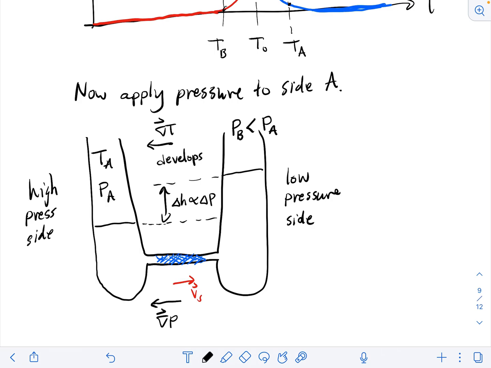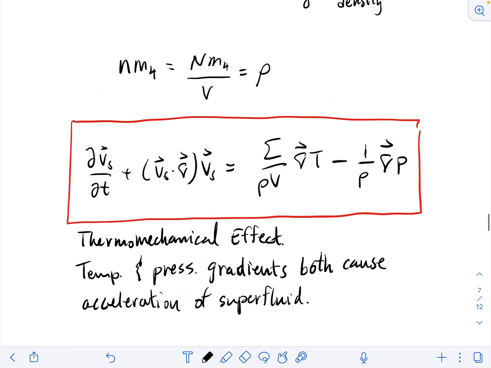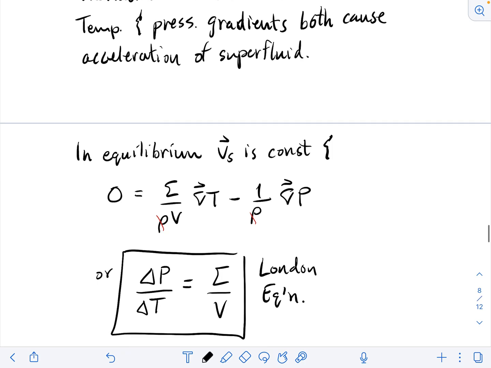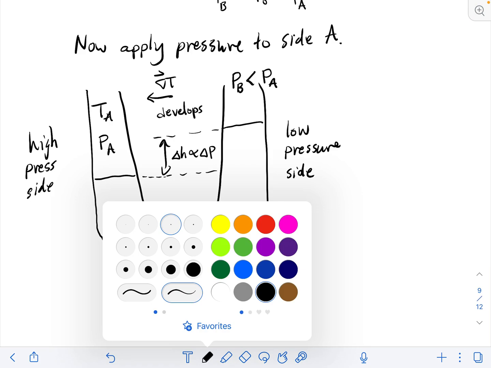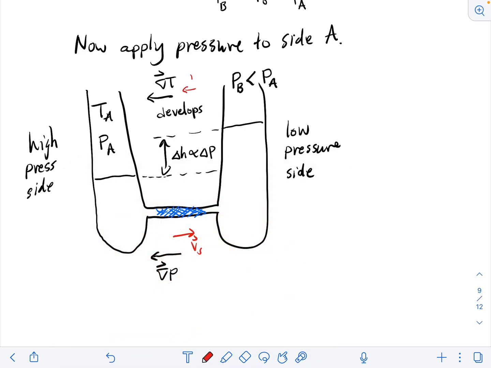And what tends to happen, if we go back to our equation of motion, is that when that temperature gradient develops, it tends to accelerate the superfluid in the same direction as the temperature gradient. And so that would tend to cause the superfluid to want to flow in the other direction. And what happens is that the temperature gradient and pressure gradient balance until they become equal to one another, and the acceleration of the superfluid stops. Okay.